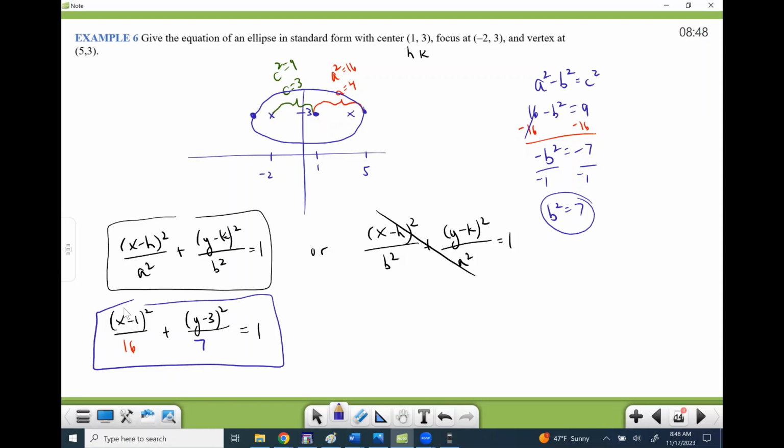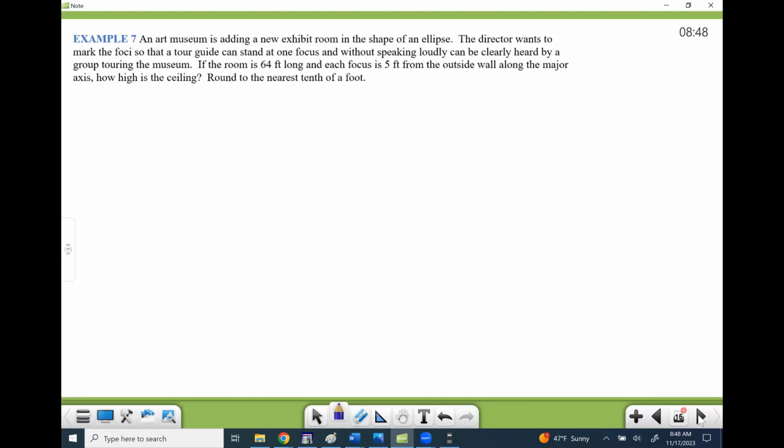So this is what I mean by you've got to know what A is, what B is, and what C is. If you have that down solid, then something like this isn't going to get you. They gave us the center and they gave us a vertex. Well, they just gave us A. They gave us the center and they gave us a focus. Okay, well, then they gave us C. So you've got to make sure you understand what A, B, and C stand for to be successful.